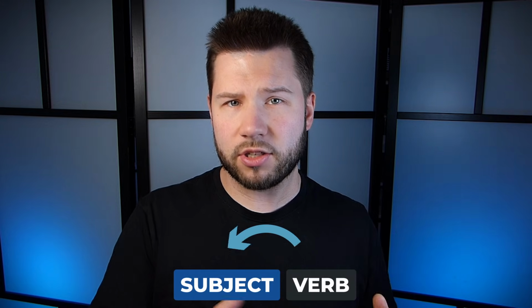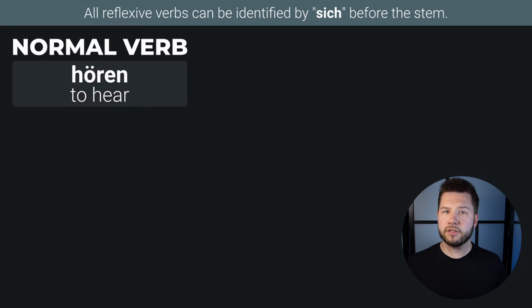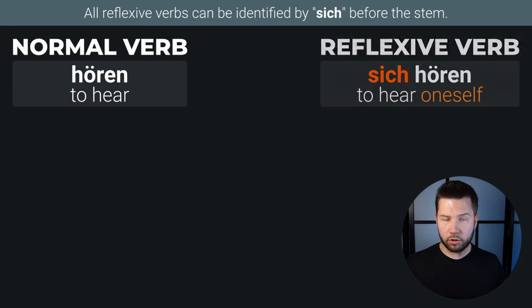To put it simply, a reflexive verb is a verb where the action of the subject reflects back onto it, so the subject and the object are the same. Now, this is wildly simplified, but I'll give you the necessary information to get started. So, how do reflexive verbs look in German? You can identify a reflexive verb by the little sich that comes before it, mostly in the infinitive. So, for example, hören, to hear, is a normal verb, while sich hören, to hear oneself, is a reflexive one.